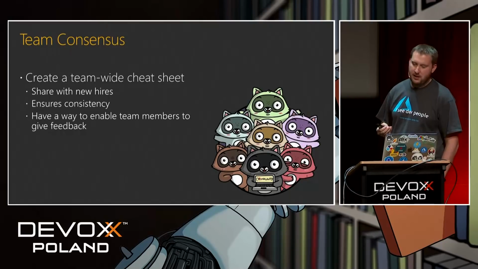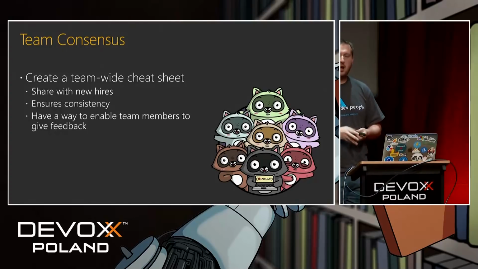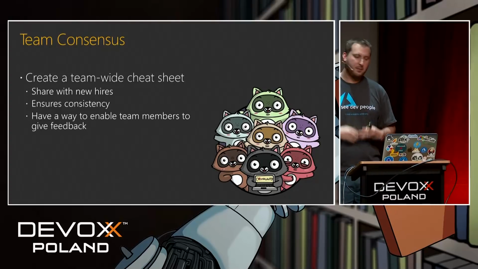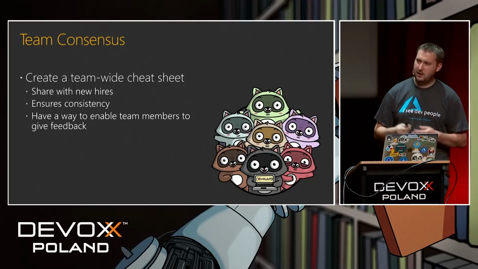And so this all leads to having a team consensus. What we want is our team of engineers inside our organization to have a team-wide cheat sheet. We all want to be on the same page, right? We want to have something that we can share with all our new hires. We want to have something that ensures consistency.